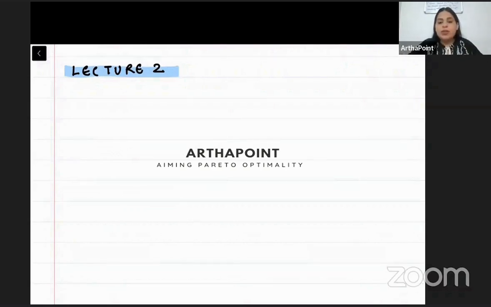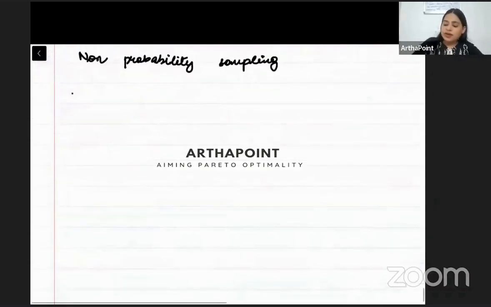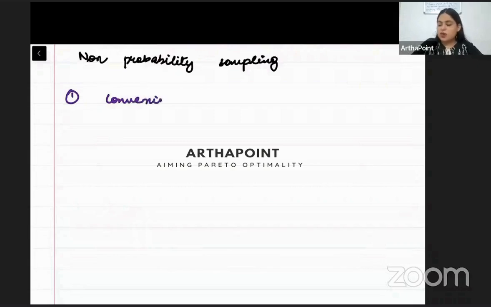Okay. So now I will go ahead and I will start with the second lecture, and that is going to be non-probability sampling. And in this, the first one that I'm going to take will be convenience sampling. सबसे easy word ही suggest कर रहा है what it is.